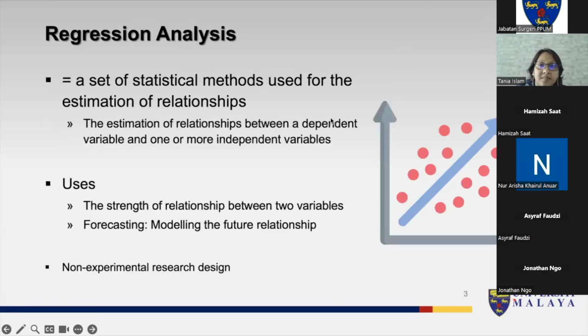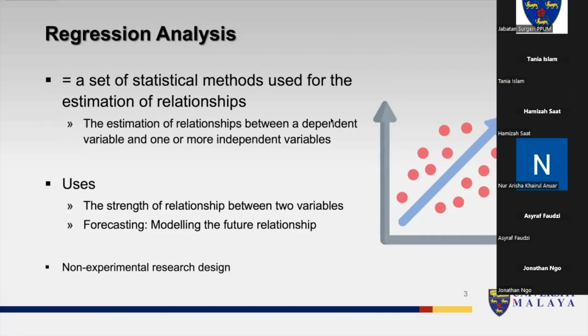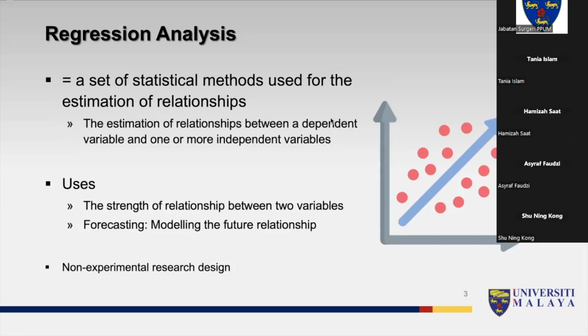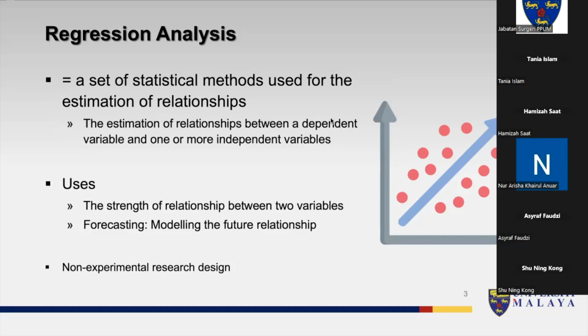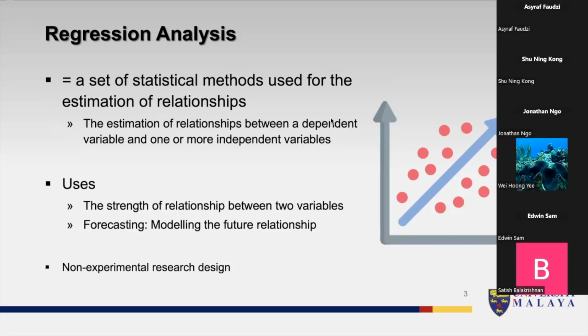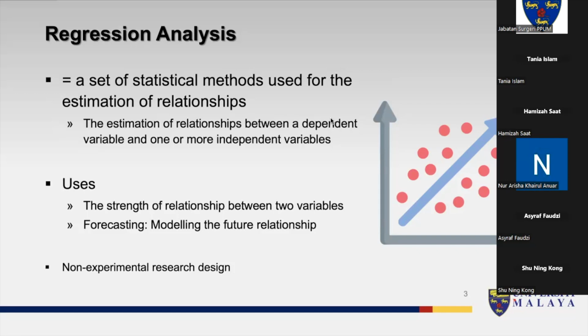So what is regression analysis? Regression analysis is a set of statistical methods used to estimate relationships. It estimates the relationship between the dependent variables and independent variables. It measures the strength of the relationship, but it doesn't mean causative factors. For example, if someone has a long sleep duration, it doesn't mean that it will necessarily cause high blood pressure. It's not a causative effect, but the strength of the relationship between variables.